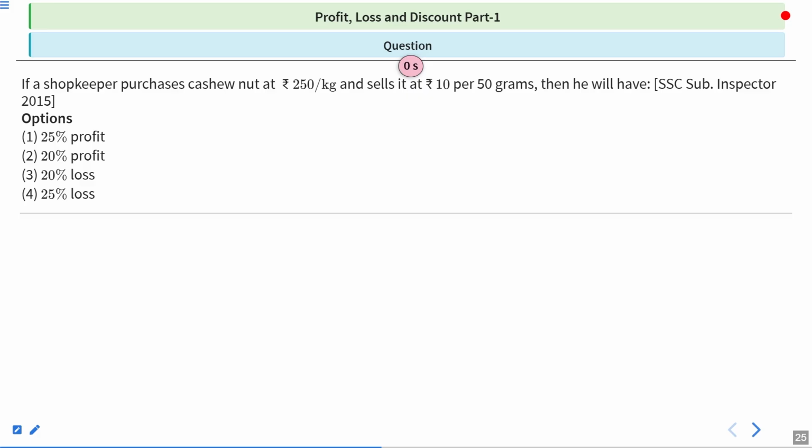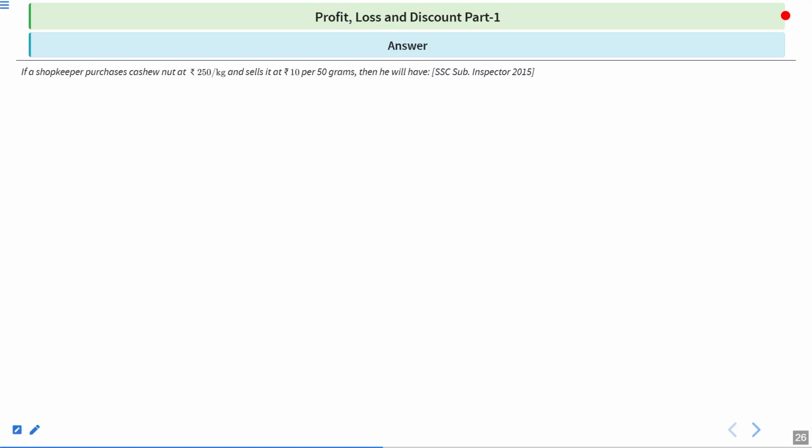Now time's up. Let's see the solution of this question. So the question says that a shopkeeper purchases a cashew nut at 250 rupees per kg and sells it at 10 rupees per 50 grams. So the correct answer of this question is C, which is 20% loss. Now see the detailed solution.